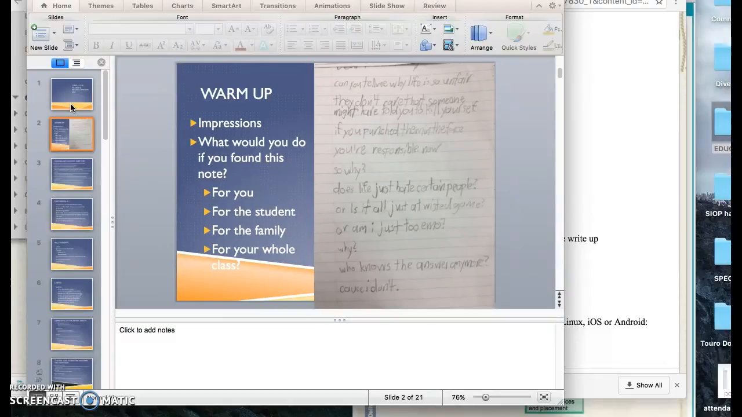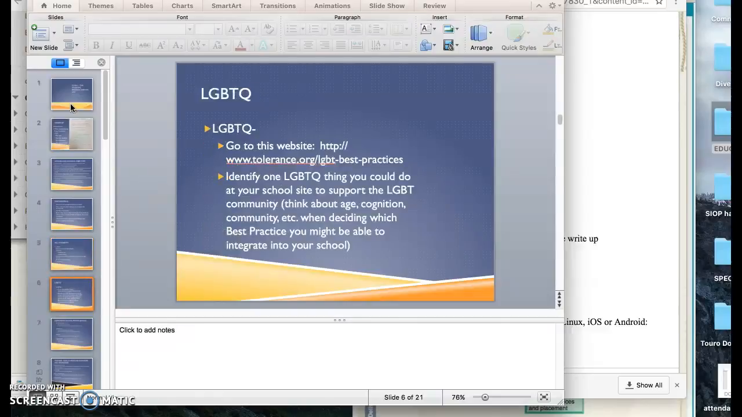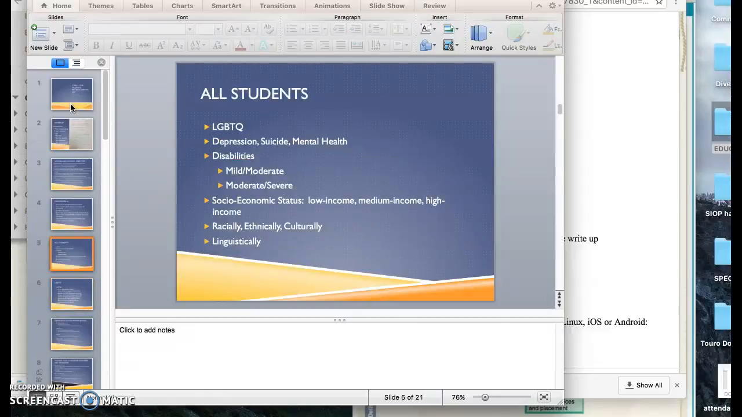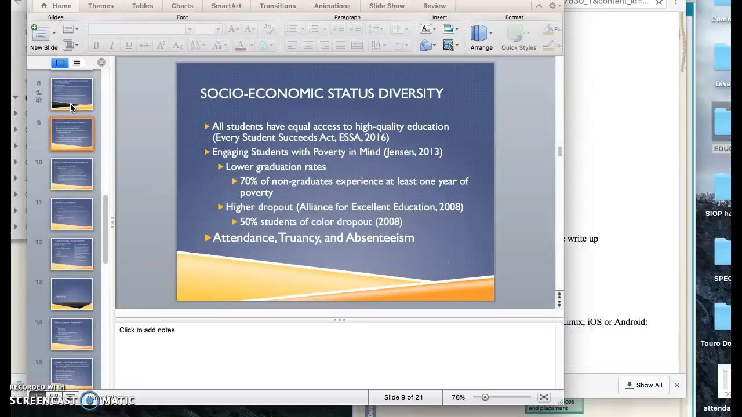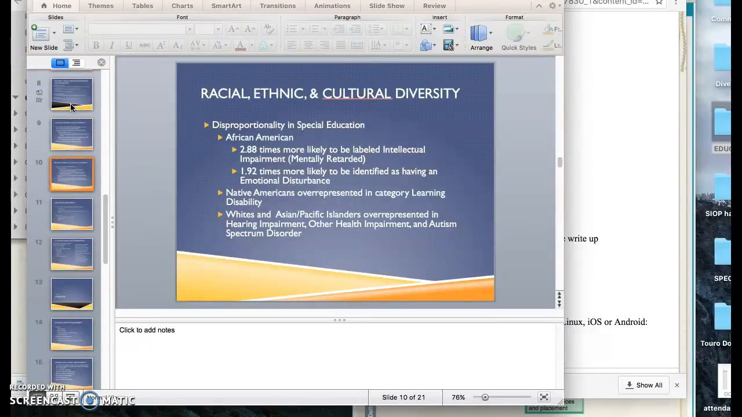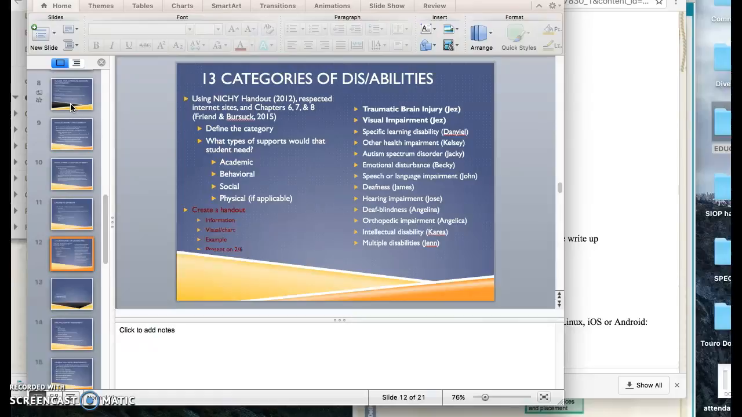We had the warm-up where we talked about mental health issues. We talked about the discussion pages and LGBT, depression, suicide, mental health. We talked about socioeconomic status and how it affects serving all students. We talked about racial, ethnic, and cultural diversity. We talked about linguistic diversity as well, and how all of these play into some of the struggles that we have as teachers in meeting the needs of our students. We also talked about the 13 categories of disability.